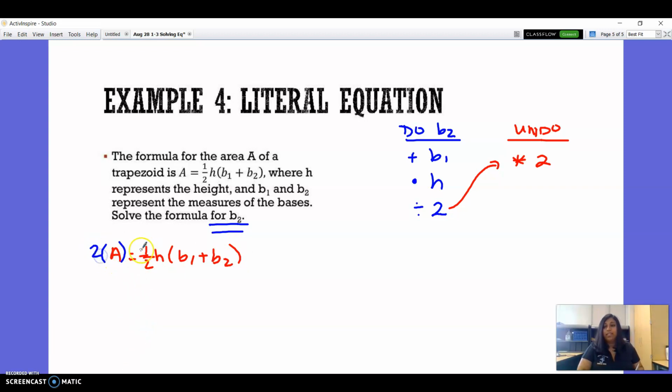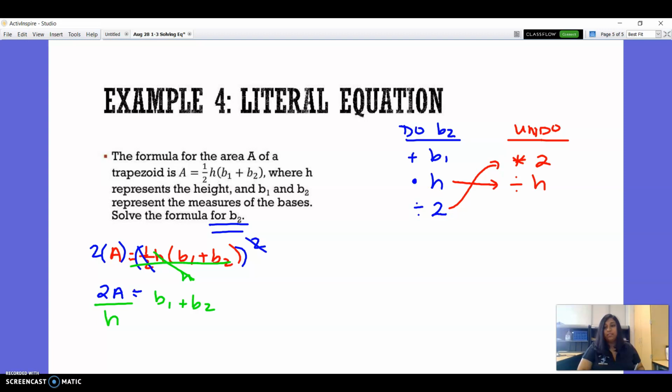If I multiply this side by 2, I get 2A. If I multiply the right side by 2, don't distribute it inside the parentheses, it's already here, so it just cancels out from the side you're trying to get rid of. Next is multiplying by h, the inverse of that is divide by h. So we're going to divide both sides by h. If I divide this side by h, that's what I get. If I divide this side by h, the h cancels out and you have b1 plus b2 left.